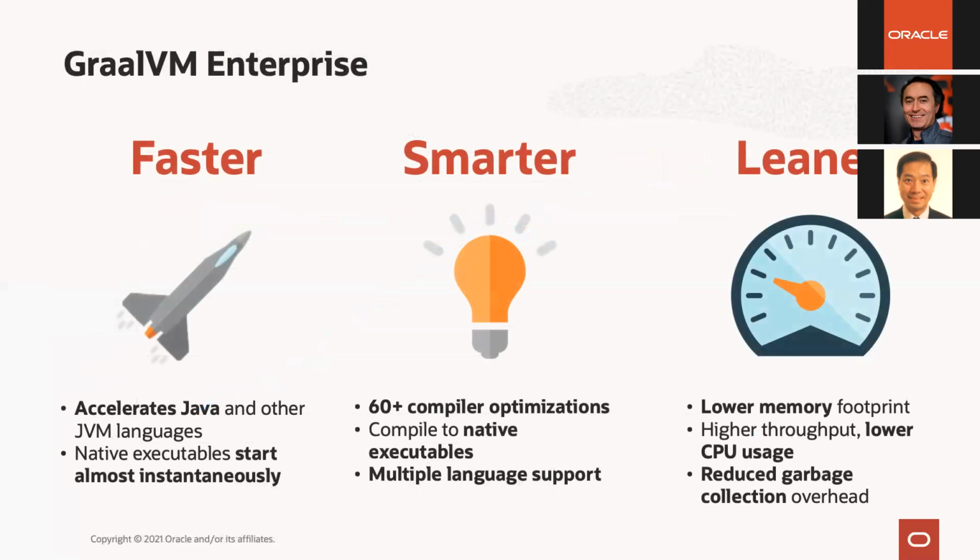Okay, so those are the key pillars of GraalVM, the key features that it offers. Our tagline is faster, smarter, leaner. We're focused on accelerating Java applications. Java, Scala, Clojure, Kotlin, whatever compiles to bytecode will benefit from GraalVM's JIT compiler. And we also have this focus on fast execution of ahead of time compiled applications. The start basically feels instantaneous.